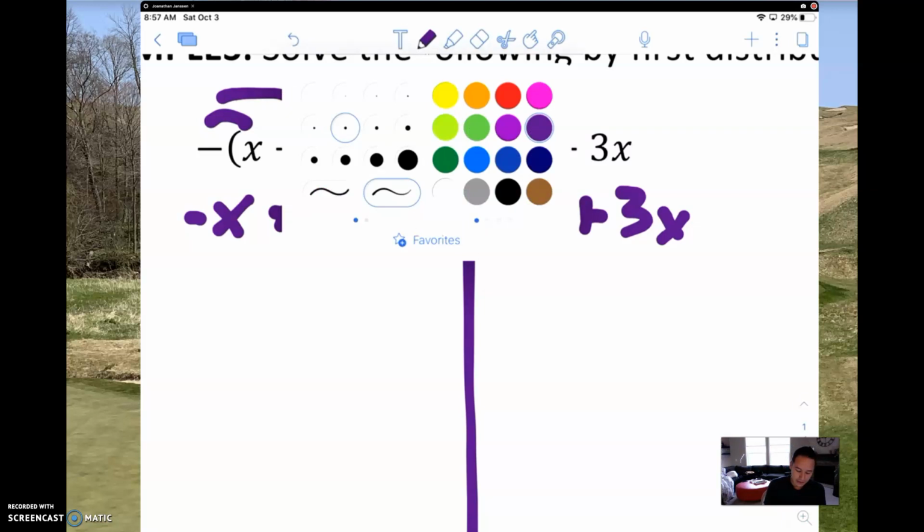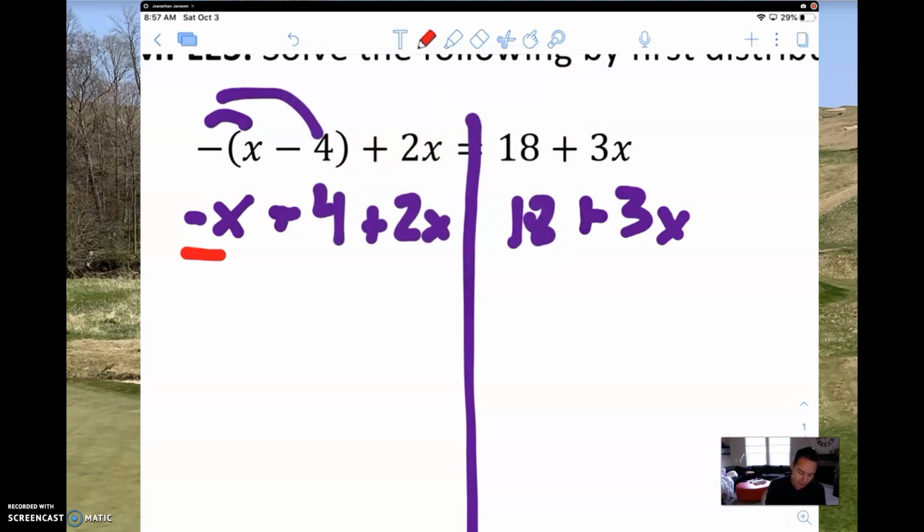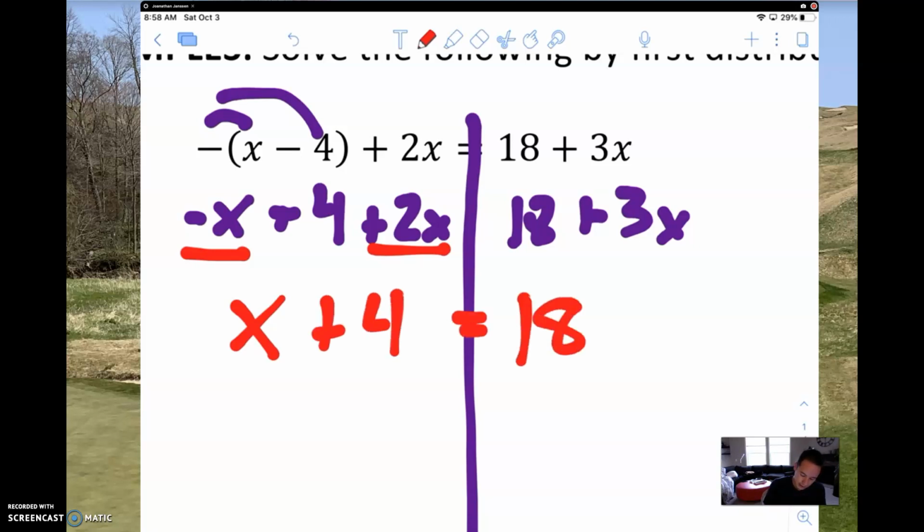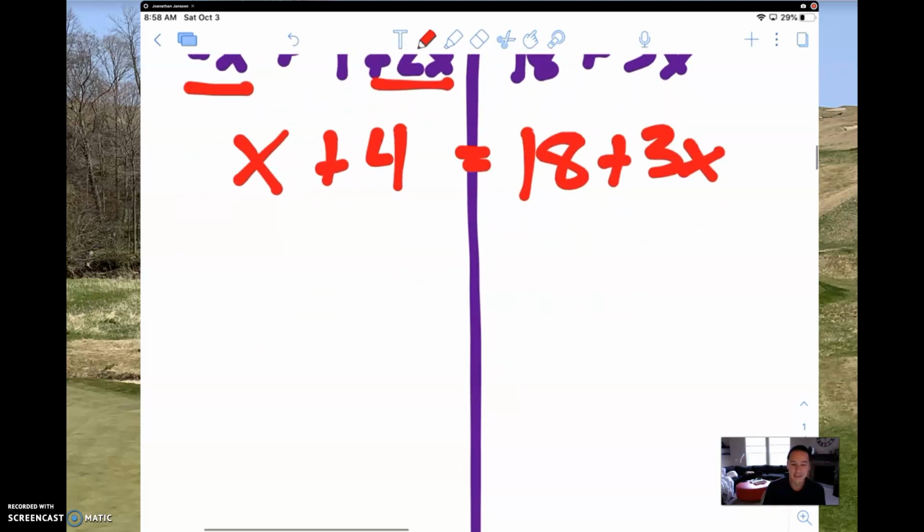Now you'll notice on the left side, we still have a couple like terms that we can combine together. So if I combine a -1x with a positive 2x, -1 plus 2 is a positive 1x. So it's going to be 1x, I'll just put x, plus 4 is equal to 18 plus 3x. So to recap those steps, we distributed, we combined like terms, and now we can start the solving process.